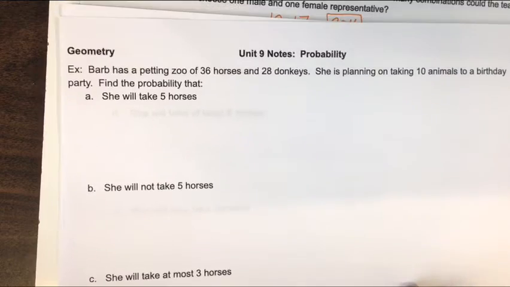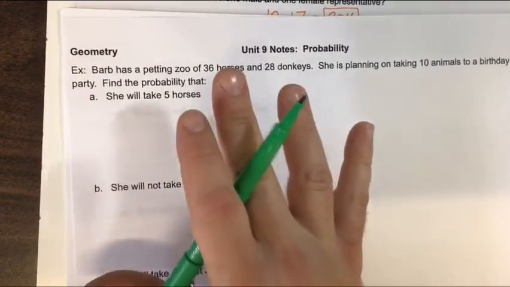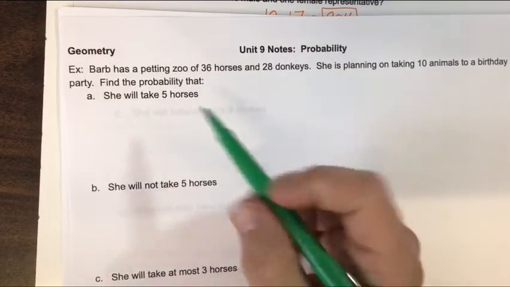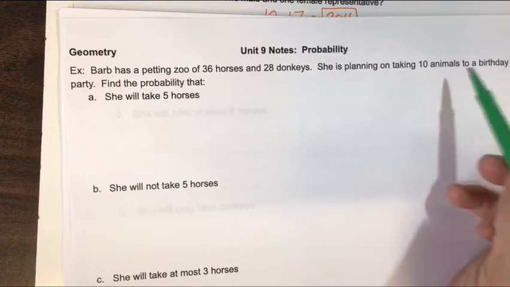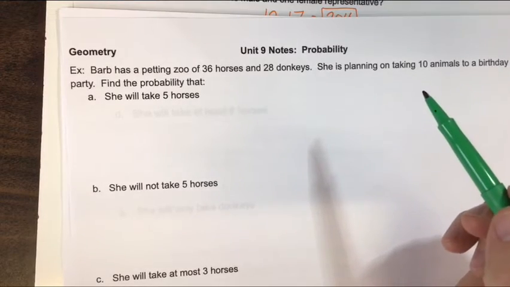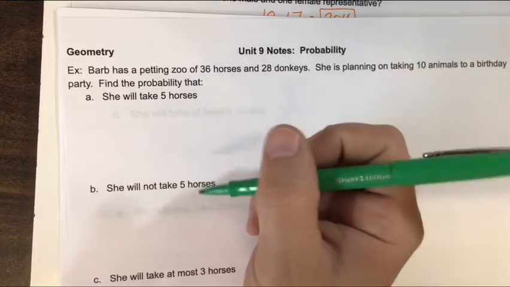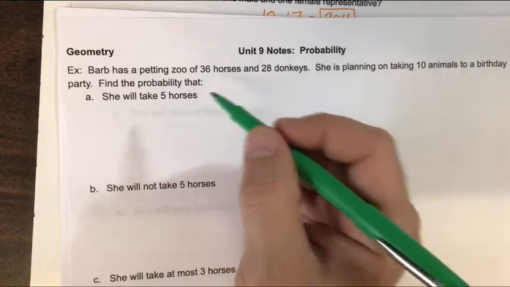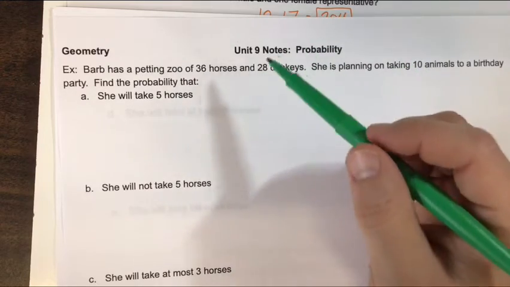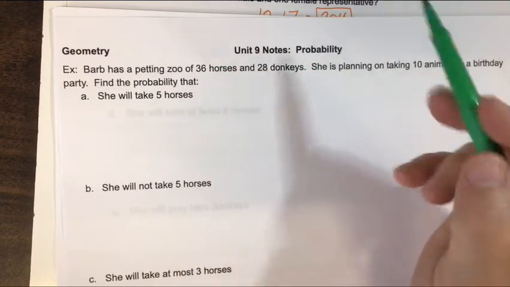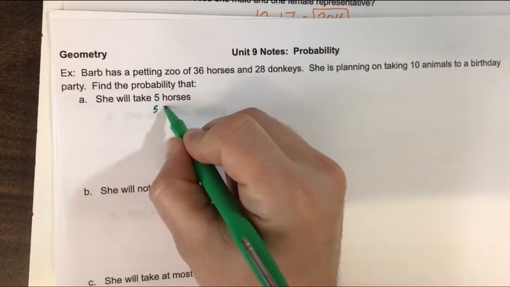Okay? And this is very similar to what we were just doing. All right, so I'm going to talk about some of these but not go all the way through. So Barb has a petting zoo again, 36 horses, 28 donkeys. She's planning on taking 10 animals to a birthday party. Find the probability that she will take 5 horses. Well, if she takes 5 horses, she's got to take 10 animals. We're only breaking this down into 2 groups this time. We've got horses and donkeys. So 5 horses out of the 10 means also 5 donkeys.